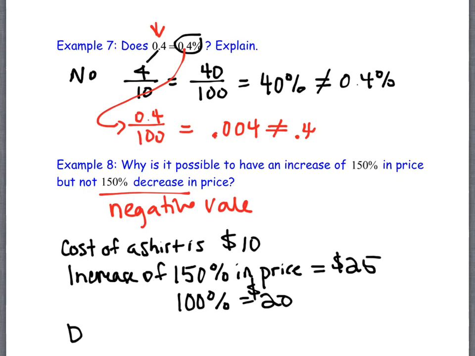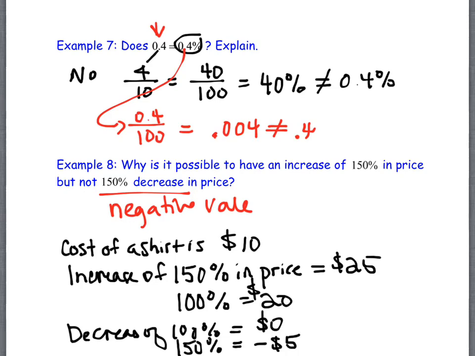What if we did a decrease? Let's do a decrease of 100%. If you did a decrease of 100%, that would be 0. So if you did a decrease of 150% on this particular set, you'd actually end up with negative $5. In other words, you get to the cash register and they let you take the shirt out and they give you $5 to leave the building. Yeah, that doesn't work. I mean, we don't do our prices that way.